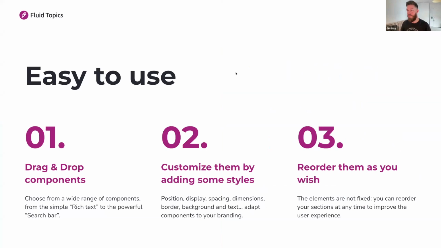So as I told you, there are only 3 steps. It's easy to use. The first step is to drag and drop components. So you can choose from a wide range of components, from the simple rich text to the powerful search bar, obviously. The second step is to customize them by adding some styles, so it will look the way you want to fit your branding. And the last step is not mandatory, but keep in mind that you can reorder them as you want because elements are not fixed. And if you want to improve the user experience, then you can.